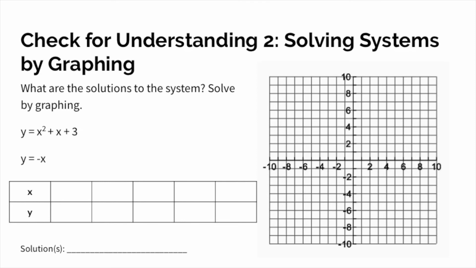All right, you solved this problem? Let's try it out together. So the first thing that we want to do is, once again, label so we're super clear. This is our quadratic, and this is our linear.